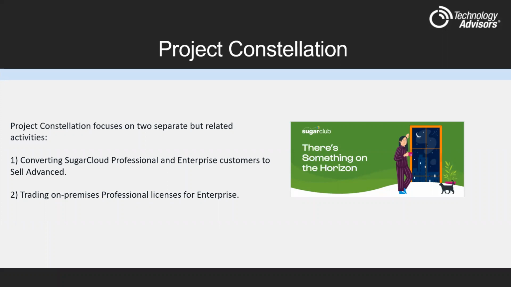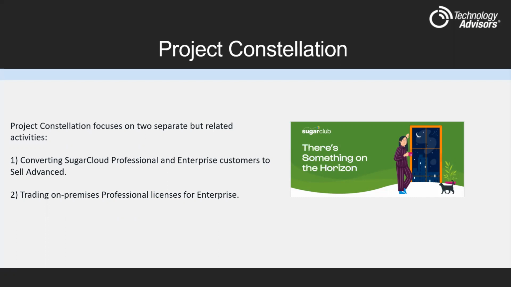All right, good afternoon. So Sugar has announced Project Constellation. Customer outreach has already begun. If you are a system administrator, you have likely already received a few emails about these upcoming license conversions. There will be a series of emails depending on what product suite you're on today, so keep on the lookout. All of those emails are going to have the header "there's something on the horizon."